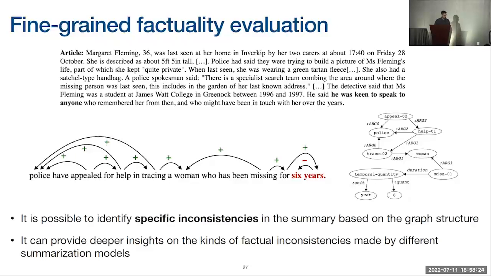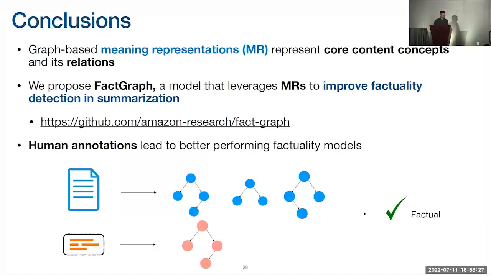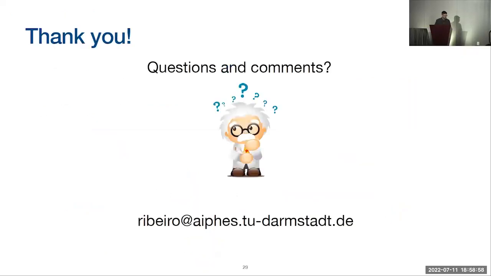All right, so I'd like to draw some conclusions. Here we investigate graph-based meaning representations, and we see that they can represent core content concepts and their relations. We proposed an approach called FactGraph that uses those meaning representations to improve factuality detection and summarization. In this link, you can find our code and also the trained models. And finally, we see that training this model with human annotations leads to better performance, even though we don't have too many annotations. With that, I conclude. Thank you very much.